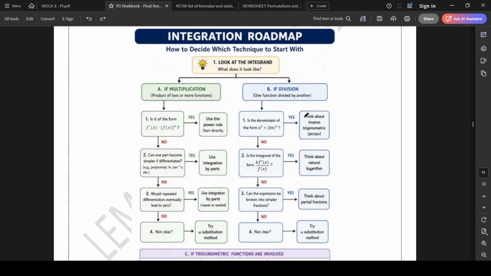Of course, if you are someone who has done quite some practice of integration, this will never be a question. But let's say you are starting integration a bit late and your exams are on the way. In that case, this roadmap will be pretty helpful for you to understand and decide which technique to use when.